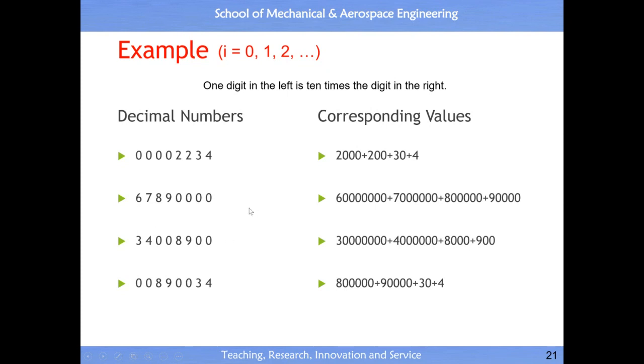Then for this one it is the same. You just do the evaluation. Okay, what is the position of this one?